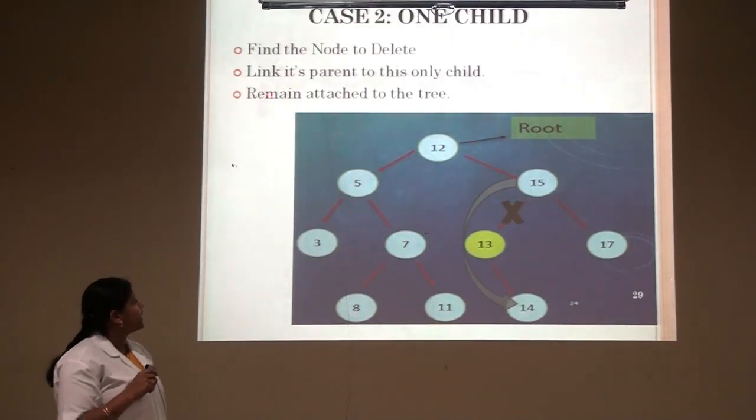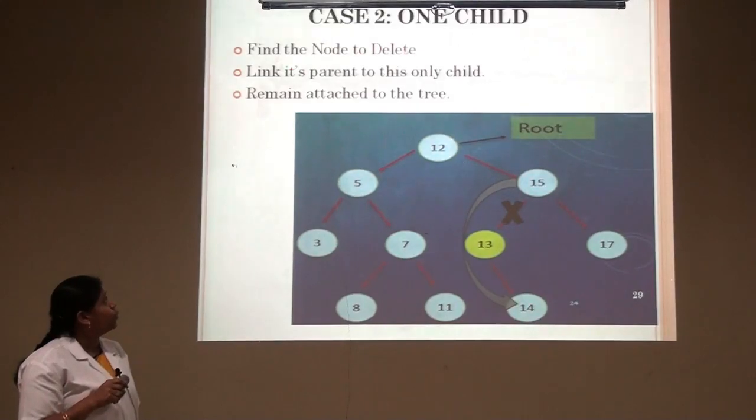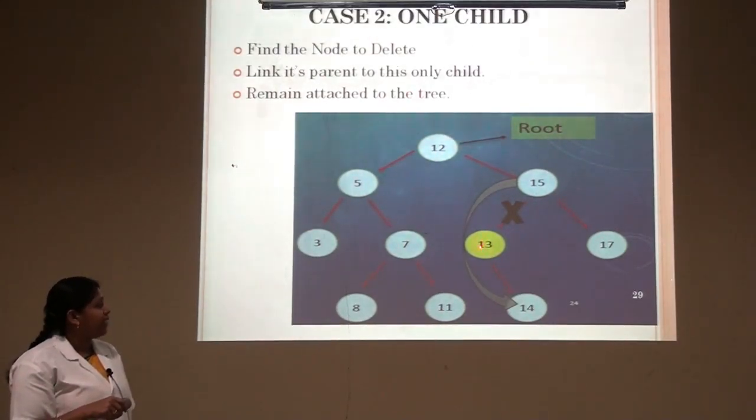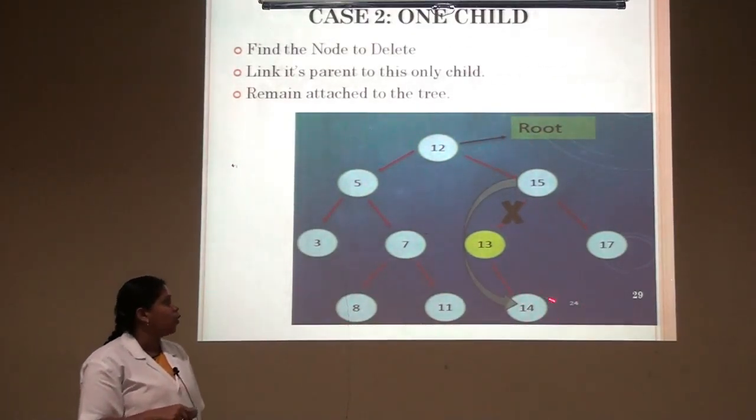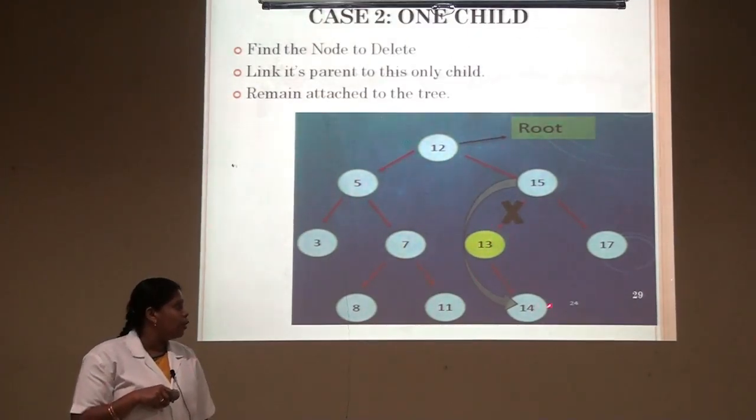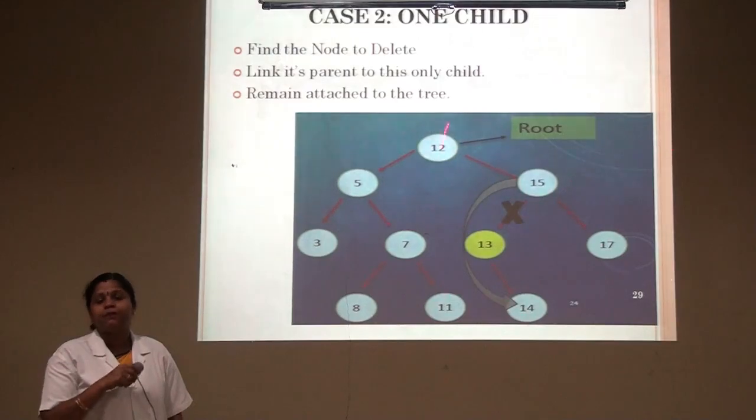So this is the procedure. Find the node to be deleted, and link its parent to this only child, so it remains attached to the tree. For example, 13 has only one child, so no problem, no worry about it. Just link this child node to its parent node. Link the child node of the node which is to be deleted to its parent node.